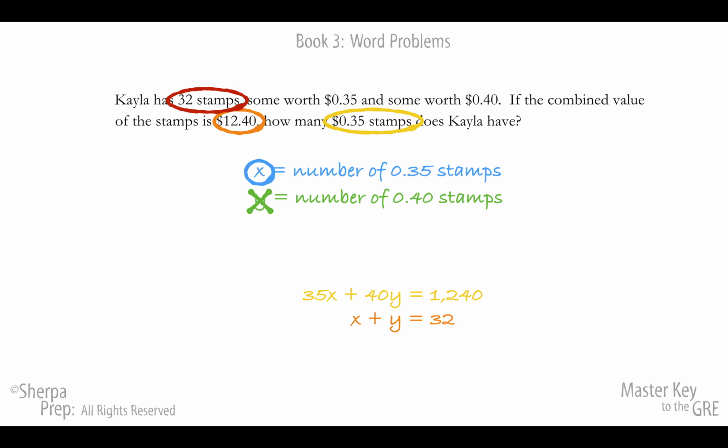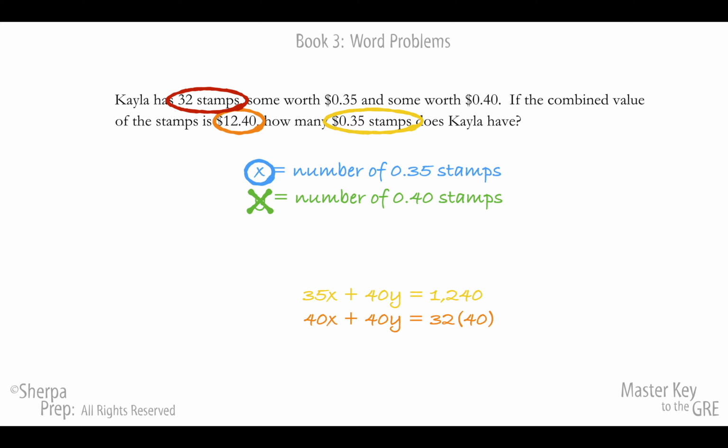Now, at this point, you may still feel like, hey, this is pretty complicated, but what if we were to multiply the bottom equation by 40? What would we get? 40x plus 40y equals 32 times 40. And that would be super helpful because now we could subtract the two equations, get all the y's to cancel, and we'd be left with x's.